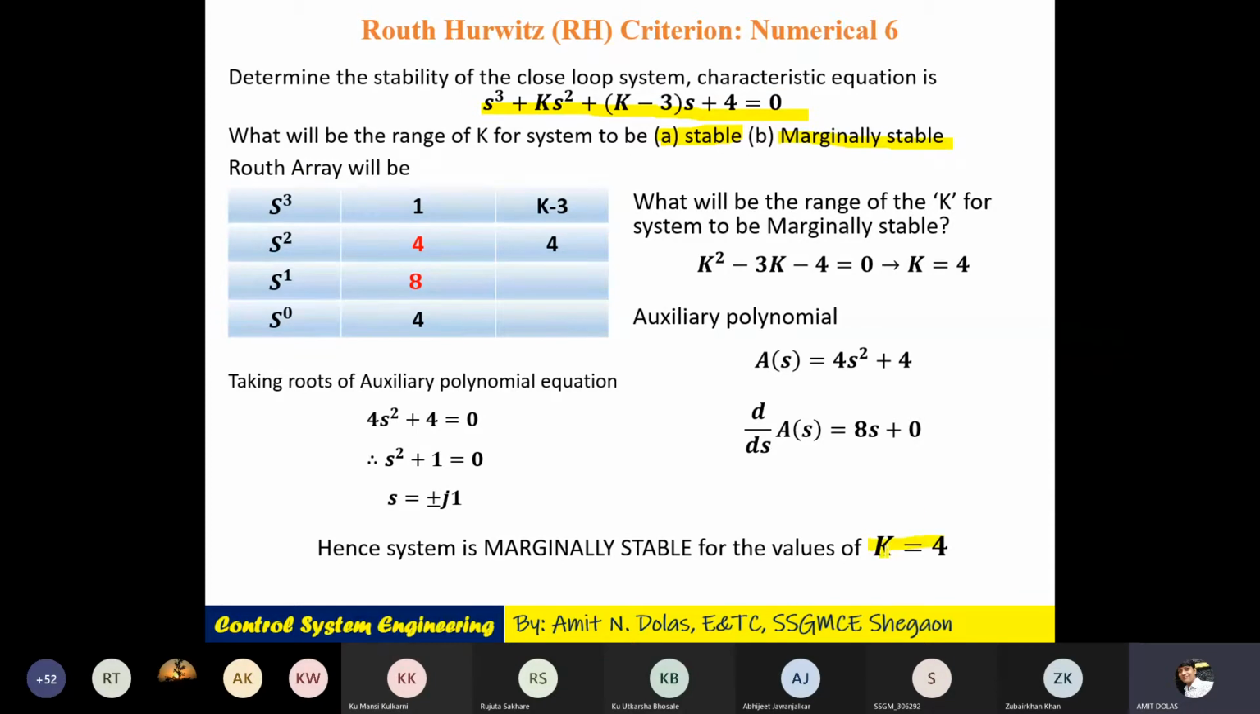I hope you understand this problem. It is very important to get say 7 to 8 marks.